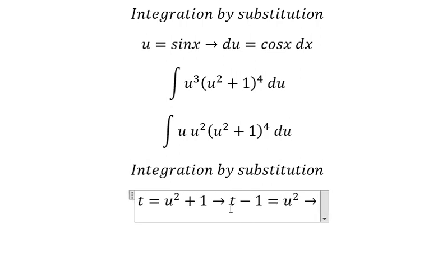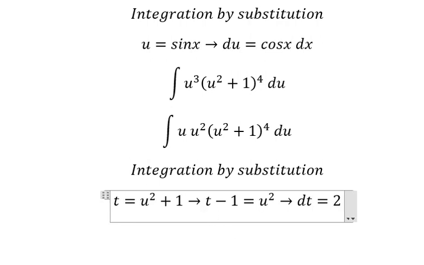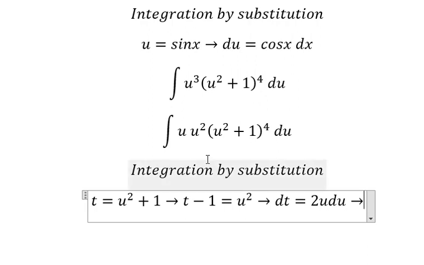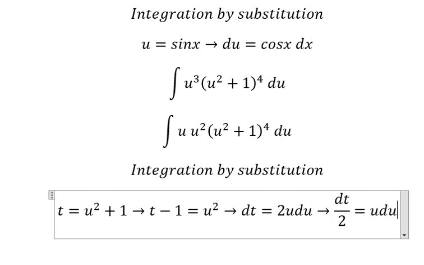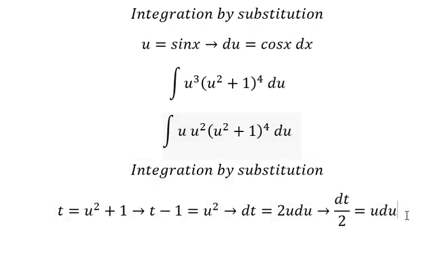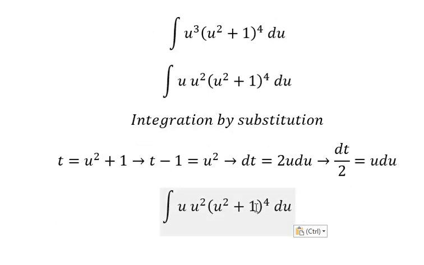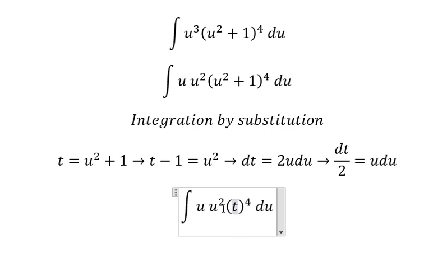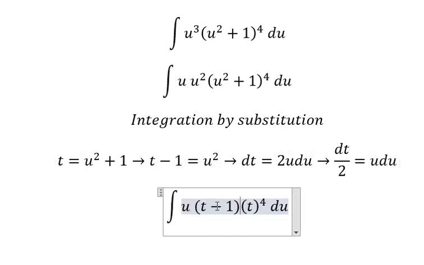Next, we need to first take the derivative of both sides. So this one we have like this. Because we don't have number 2, we divide both sides by number 2. So this one we change to t. U square we change to t minus number 1. U du we change to this one.